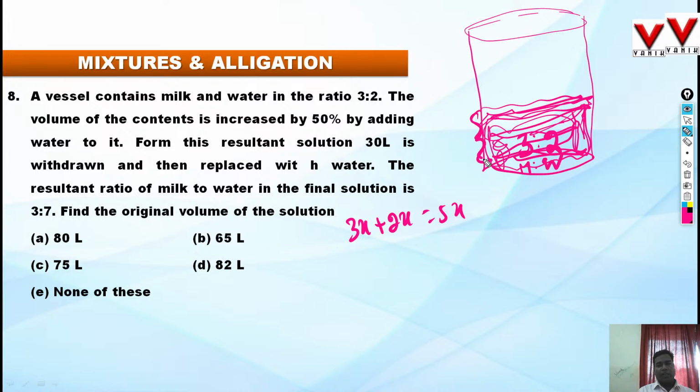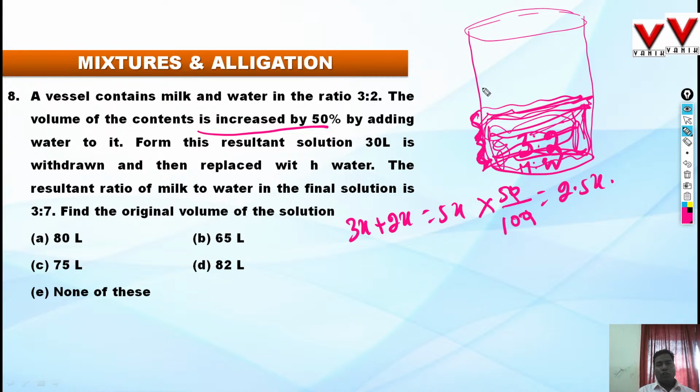It increased by 50% by adding water. 5x is 50%, 50 by 100. 50 by 100 means 5 times 5 is 25, so 2.5x. Then the total volume now is 5 plus 2.5. Total volume is 7.5x.